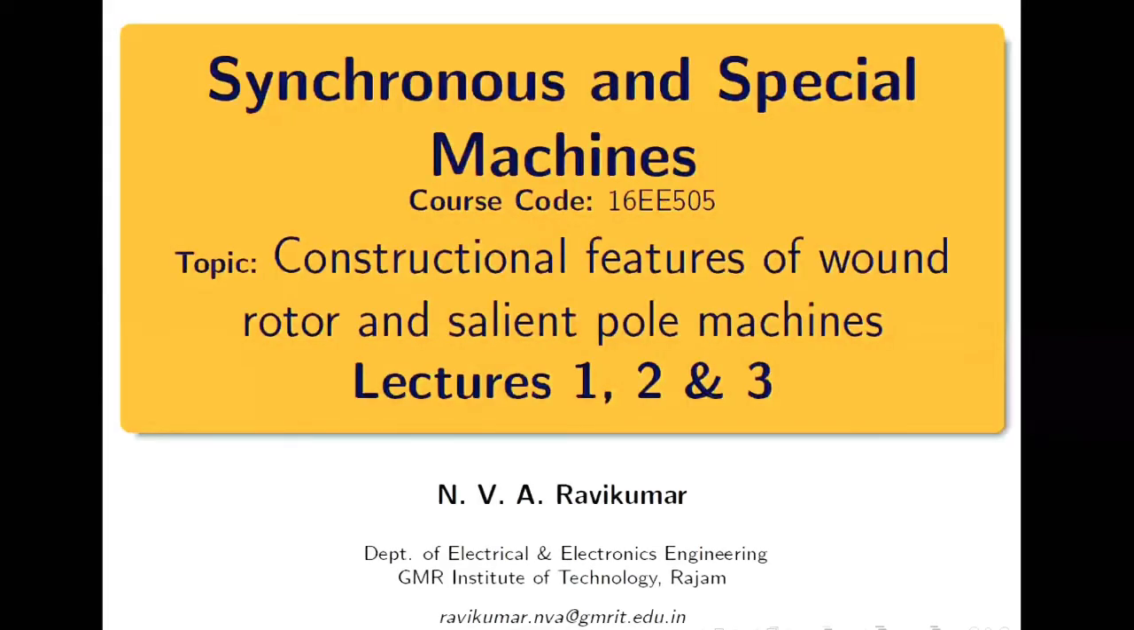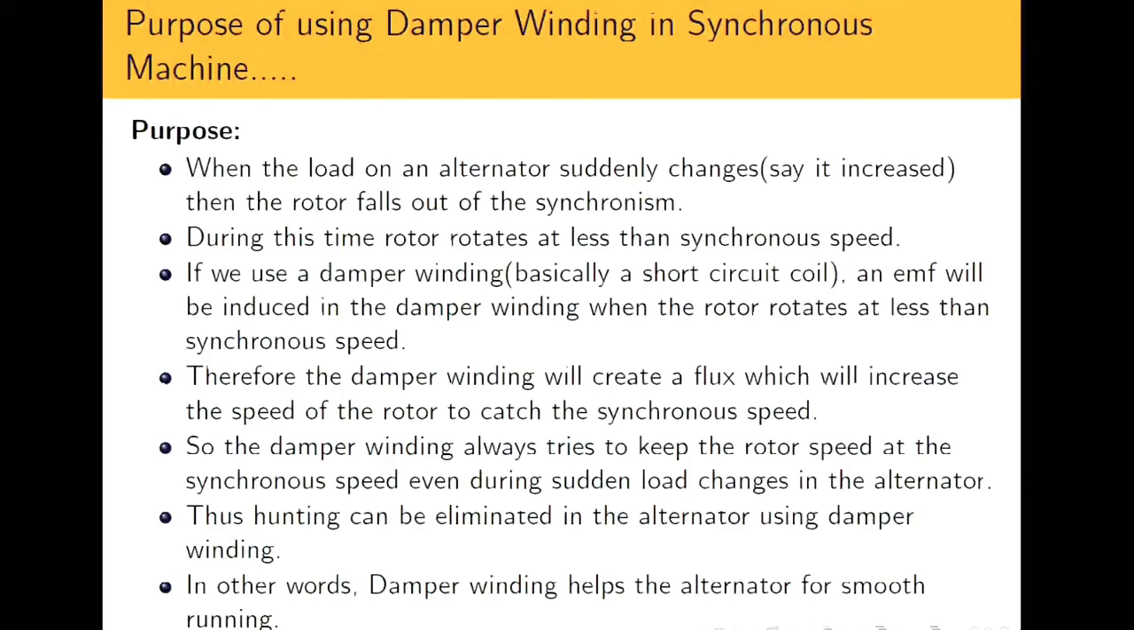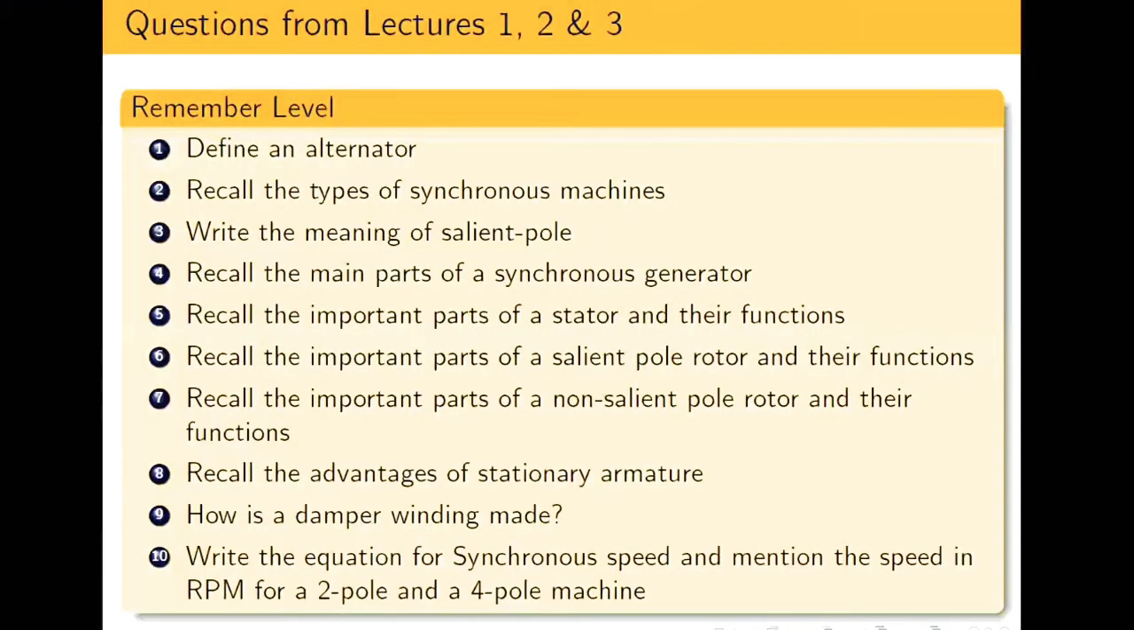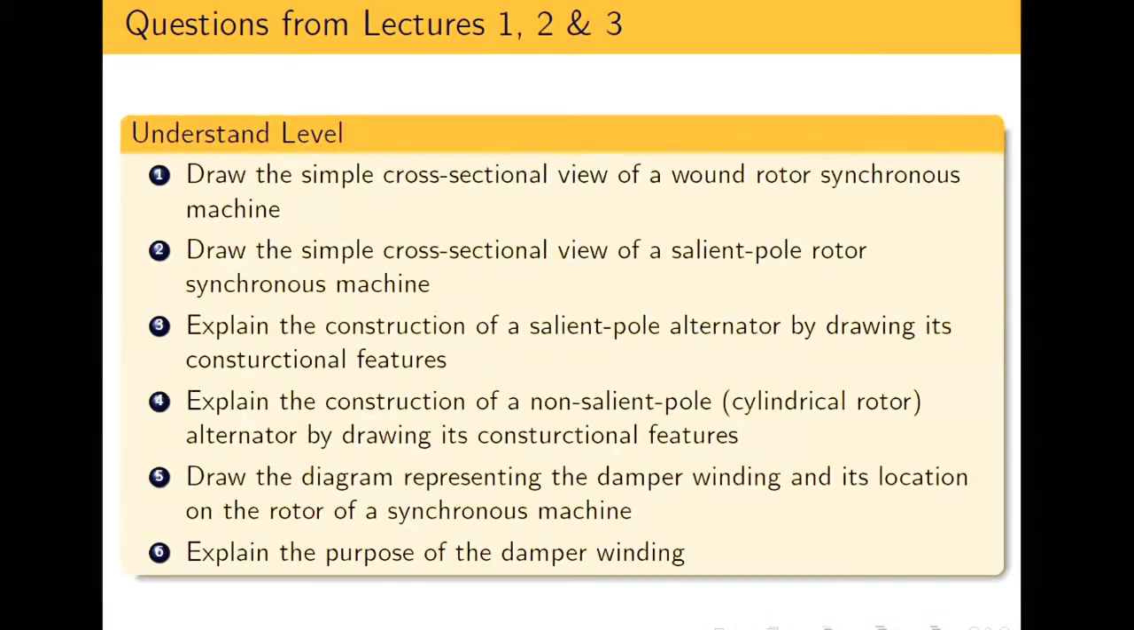Okay, so this is the first topic of our syllabus, construction features of wound rotor and salient pole machines. I have segregated this into three lectures, lectures 1, 2, and 3. I would like to dwell upon the number of questions that might arise in this first topic. I have categorized them into two levels, remember level and understand level, because we are still in the initial stages.